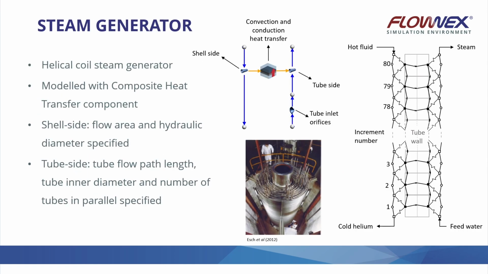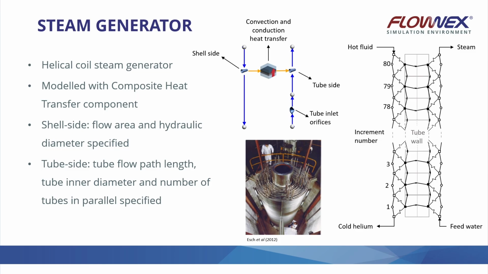We can model different steam generator types. The one we are modeling in this webinar is a helical-cooled steam generator, similar to the design used in the thorium high temperature reactor plant. The steam generator is modeled with a composite heat transfer component, which models the convection on the fluid side and conduction through the pipe walls.